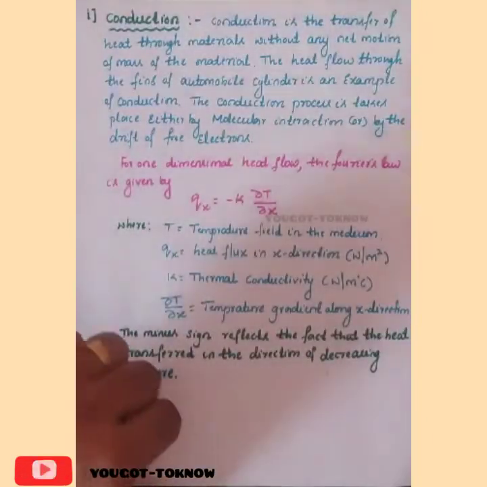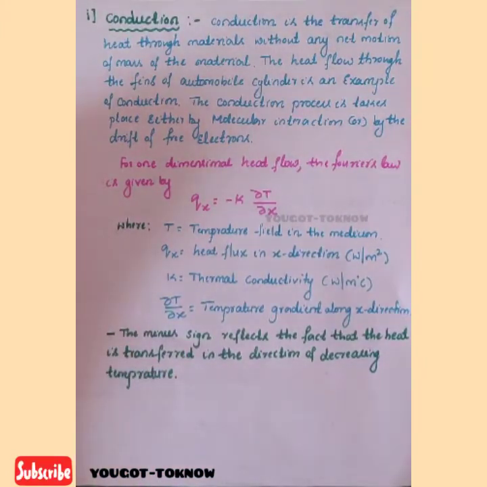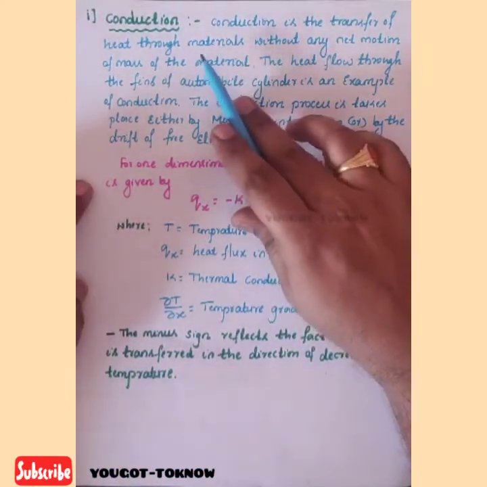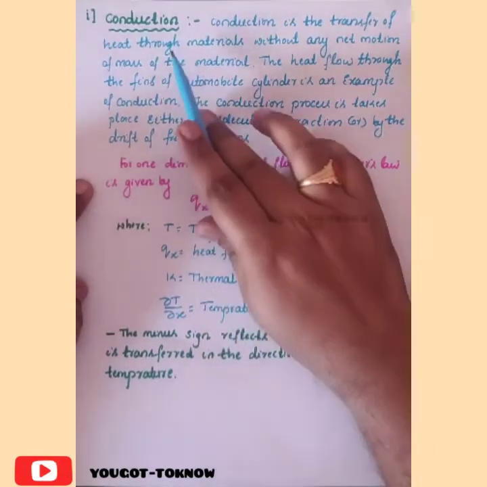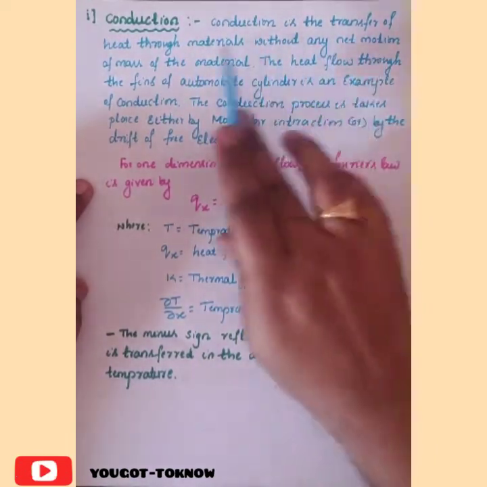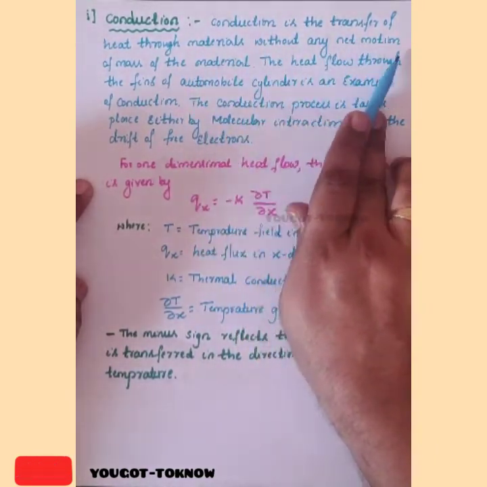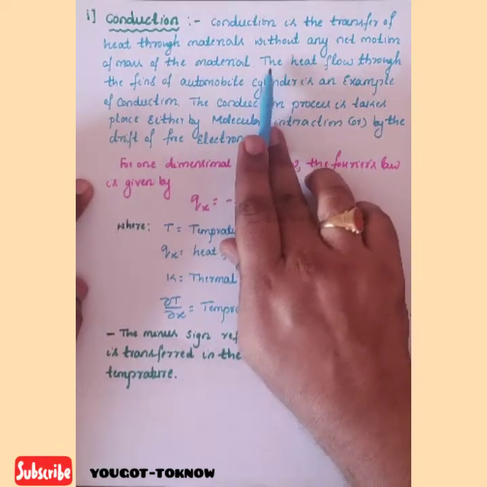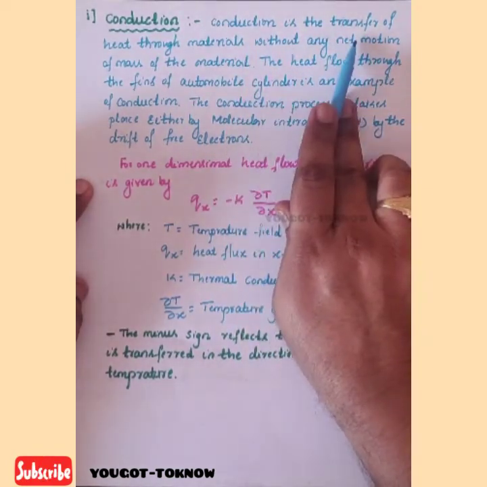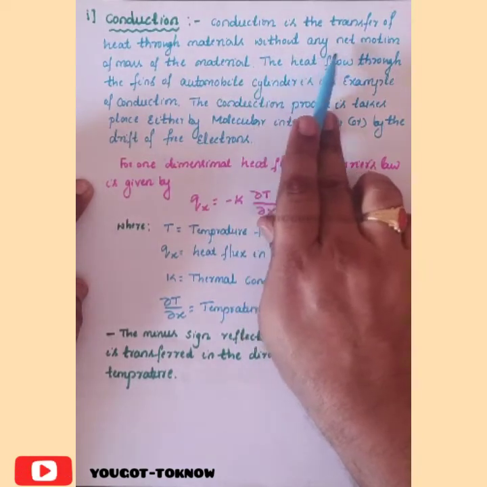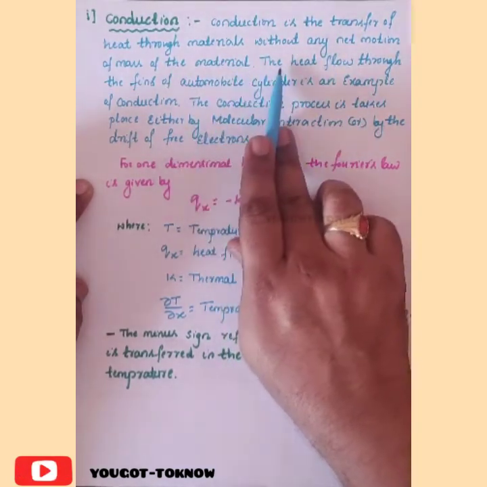We know that there are three modes of heat transfer: conduction, convection and radiation. First we will take conduction. Conduction is the transfer of heat through the materials without any net motion of mass of the material.